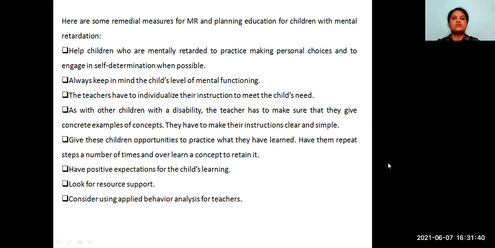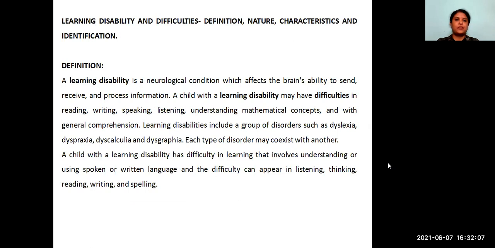As with other children with a disability, the teacher has to make sure that they give concrete examples of the concepts. They have to make their instructions clear and simple. They have to give these children opportunities to practice what they have learned, have them repeat a step a number of times and overlearn the concept to retain it. Have positive expectations for the child's learning, look for resource support and consider using applied behavior analysis for teachers.